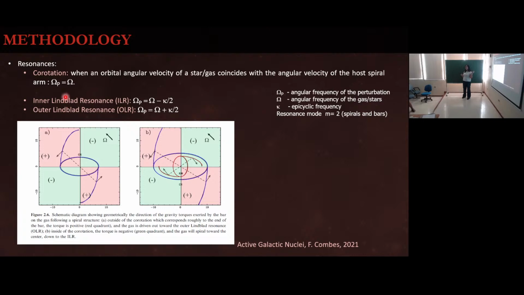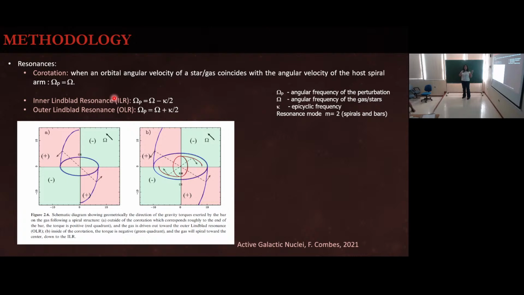This one is when the star is rotating faster than the perturbation. In this case, it could be spirals or bars, so the mode m equal 2. That's why we have 2 in this equation. So we have the star rotating faster than the main perturbation, but the difference between the angular velocities of the two is the epicyclic frequency divided by the resonance mode, in this case m equal 2. When you have this specific scenario, you have an inner Lindblad resonance.